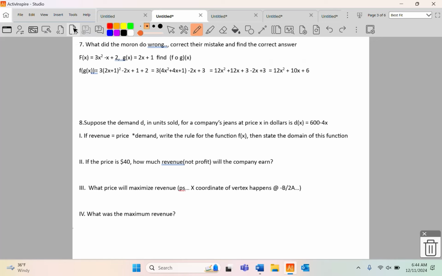Suppose the demand D in units sold for a company's jeans at price x in dollars is, demand as a function of x, 600 minus 4x. If revenue is price times demand, write the rule for the function. I don't know why I call it f of x, r of x, and then state the domain of this function. So this is price.